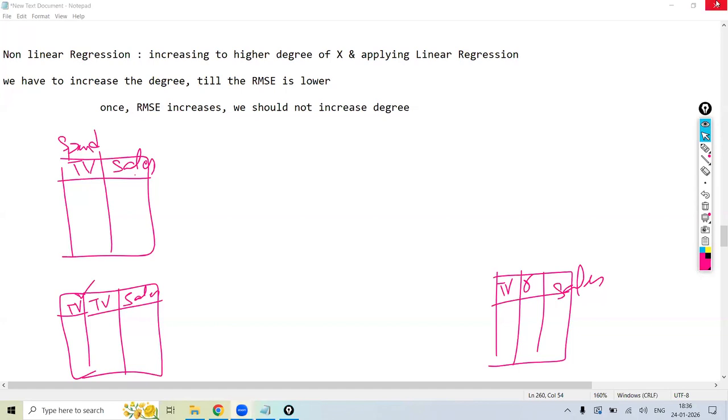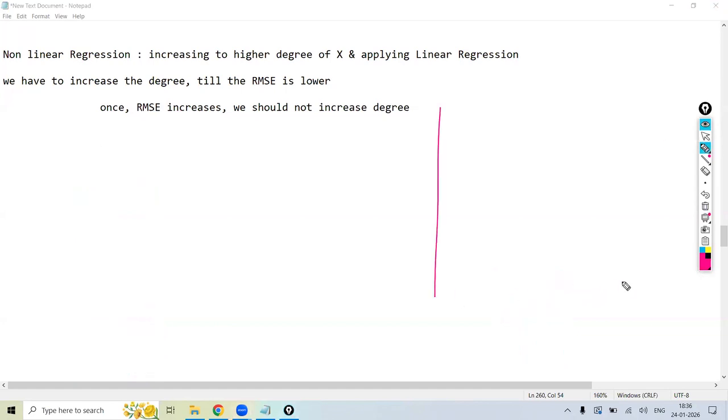Point number 2: for example, if you have some data points like this, we will try to connect them either with a straight line, or we'll connect these data points with a curved line, something like this curve. This curved line only we call non-linear, either straight line or curved line. Curved line only we call non-linear. Point is clear? Understood?